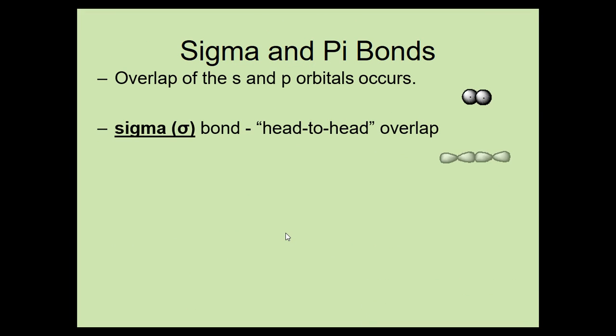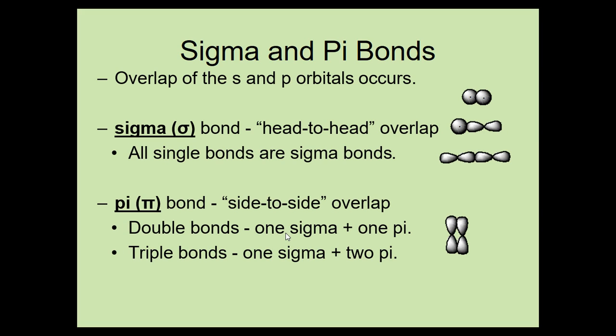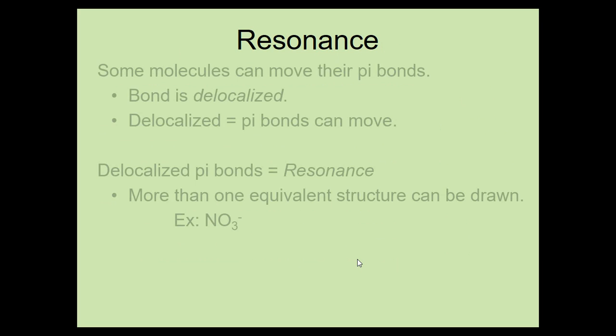Okay, sigma and pi bonds, I kind of discussed in the last video as well. Here's what you need to know. All single bonds are sigma bonds. For pi bonds, first you have one sigma bond, okay, and then anything left over is a pi bond. So for double bonds, you have 1 sigma and 1 pi. For a triple bond, you have 1 sigma and 2 pi. That's it. If you have further questions on that, just let me know.